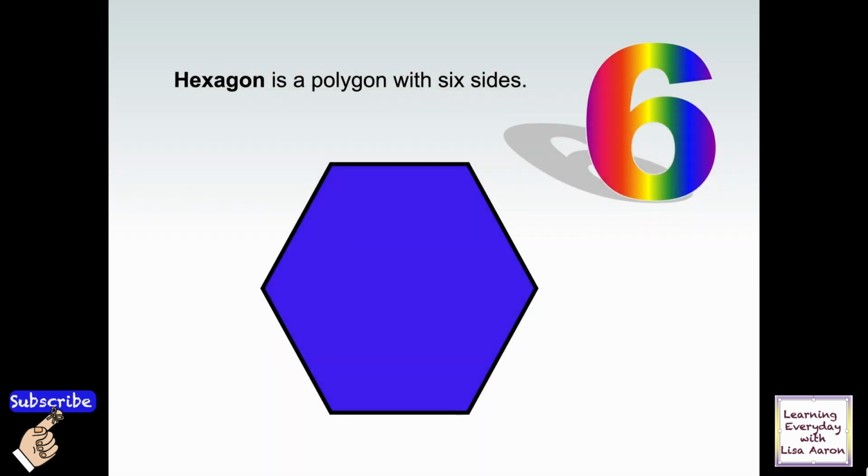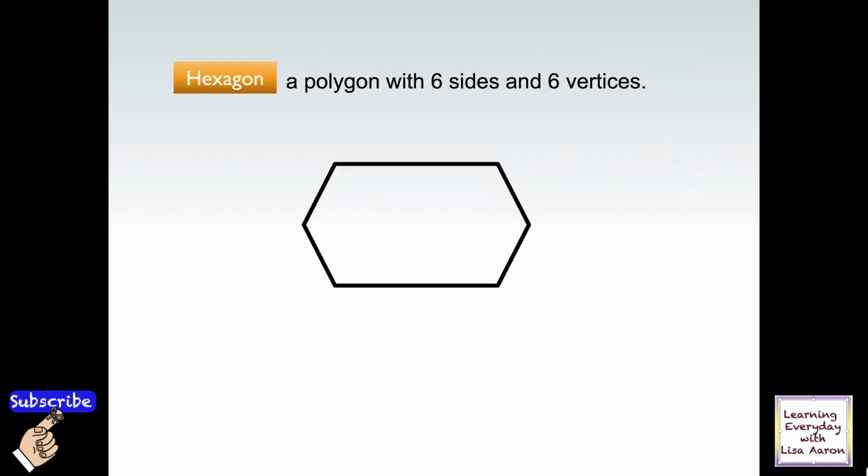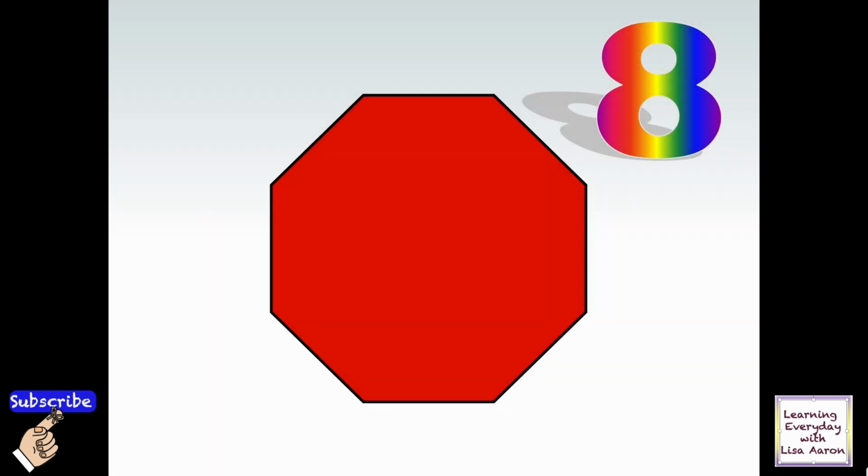Number 6, here we go, with a hexagon, is a polygon with 6 sides. Definition: a hexagon is a polygon with 6 sides and 6 vertices. Here's a heptagon. Number 7, there are 7 sides. Hept means 7.